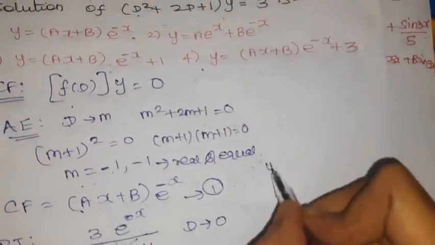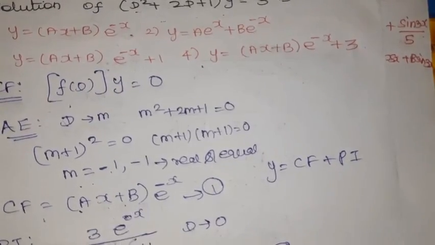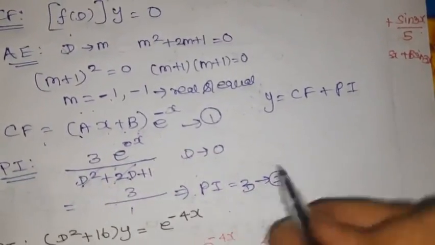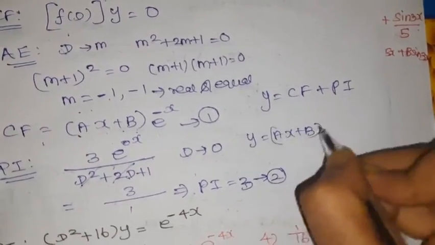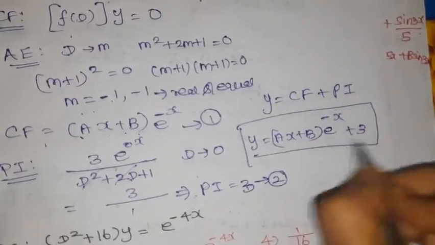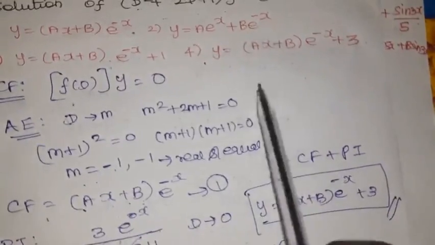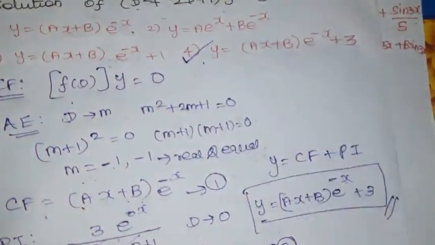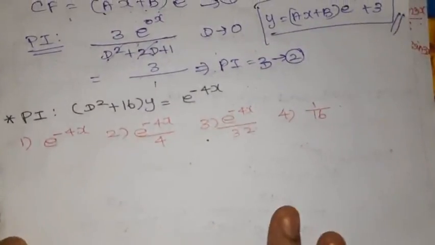So what is the solution y? CF plus PI, which is nothing but adding equations 1 and 2. What will we get? ax plus b into e power minus x plus 3. So this is the solution for the given differential equation. Ax plus b, e power minus x, plus 3. Option 4 is the right option for this problem. We will move on to the next one.